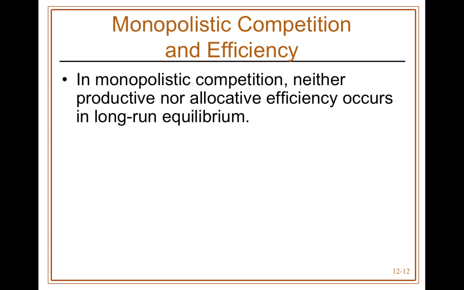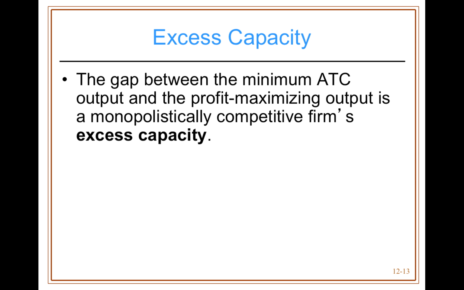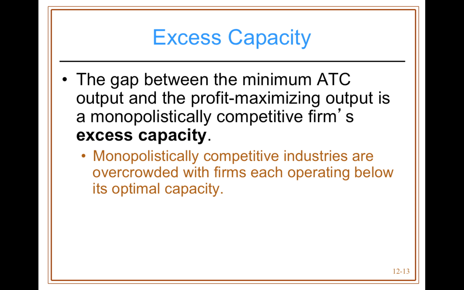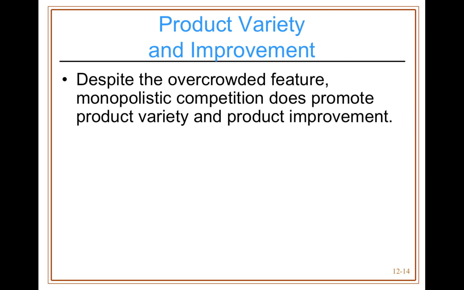So, in monopolistically competitive environments, neither productive nor allocative efficiency occurs in the long run. You'll have situations with excess capacity, which is the gap between the minimum average total cost output and the profit maximizing output, a monopolistically competitive firm's excess capacity. So, monopolistic competition has industries which are overcrowded with firms, each operating below its optimal capacity.